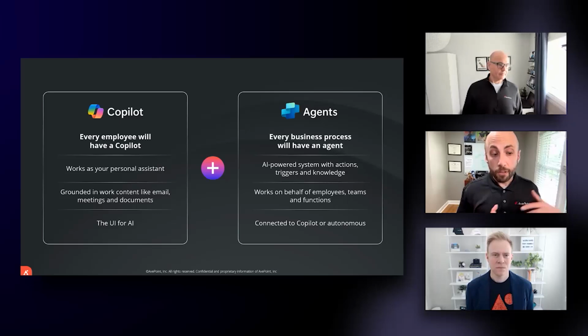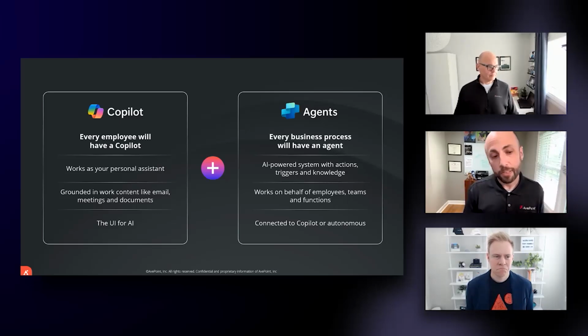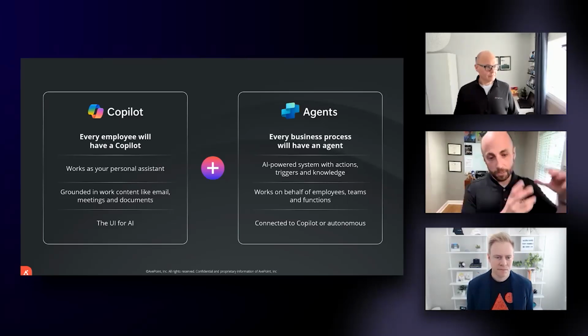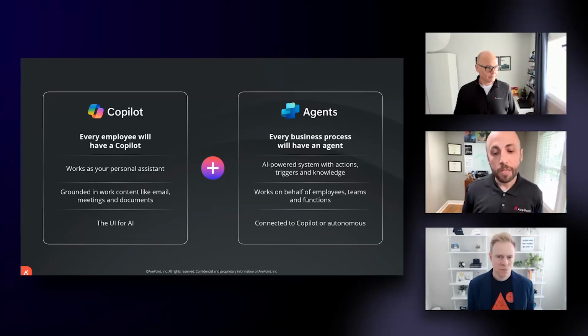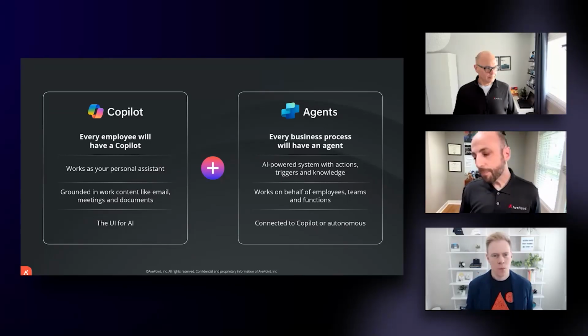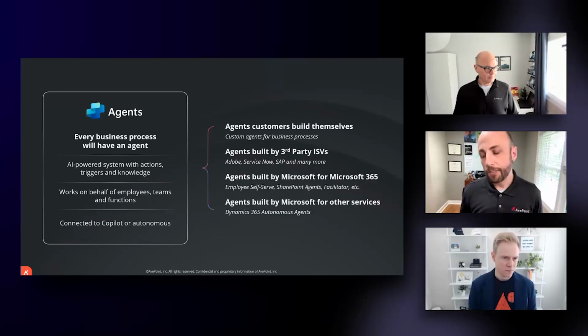They could be connected through a Copilot, so you could be conversing and engaging that agent through the Copilot UI, or they could be operating autonomously, meaning certain event-driven triggers will have them start to kick off. For example, you might build an agent that goes ahead and engages when a new opportunity is created in CRM. And there's going to be lots of different flavors of these agents.